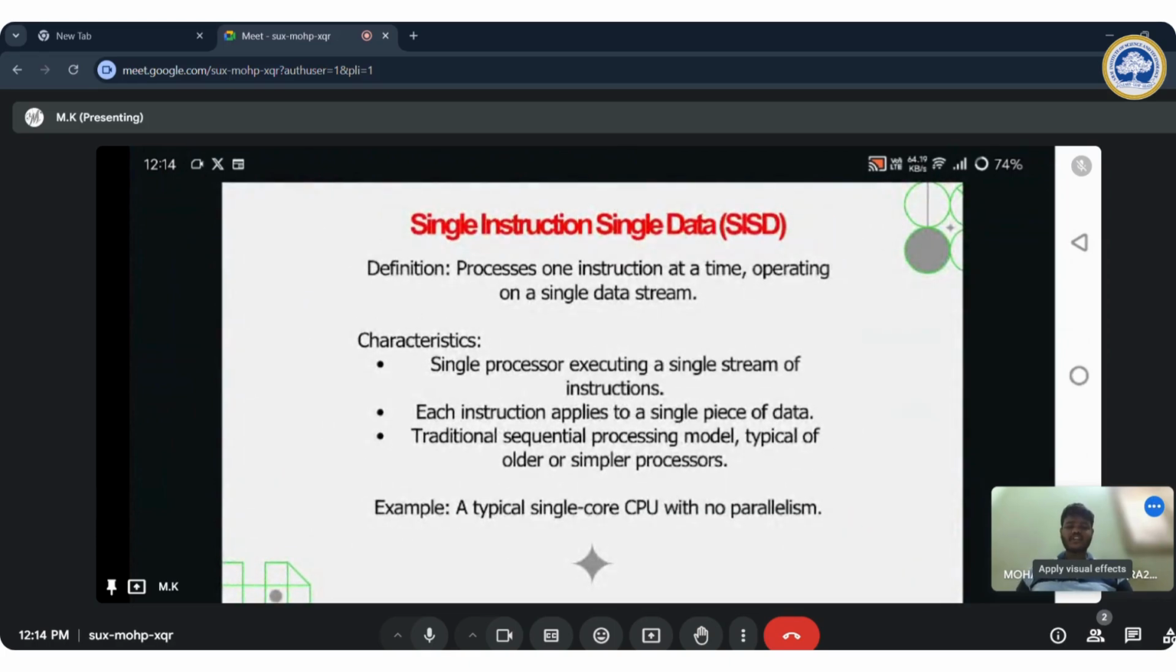Single instruction single data, SISD. Definition: processes one instruction at a time, operating on a single data stream. Characterization: a single processor executes a single stream of instructions. Each instruction applies to a single piece of data. A traditional sequential processing model, typical of older or similar processors. Example: a typical single core CPU without parallelism. It is a SISD. And moving on to the next slide.